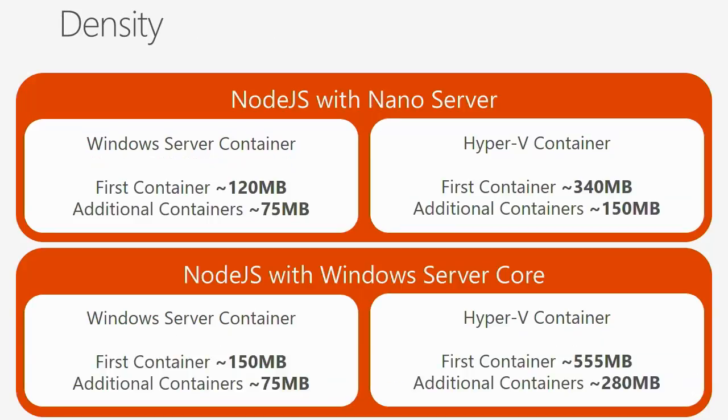Similar to performance is density. Amazing amounts of density changes here. Once again, Node.js Nano Server, first container that you start, 120 meg. Additional containers, 75 meg. A little story on this page.